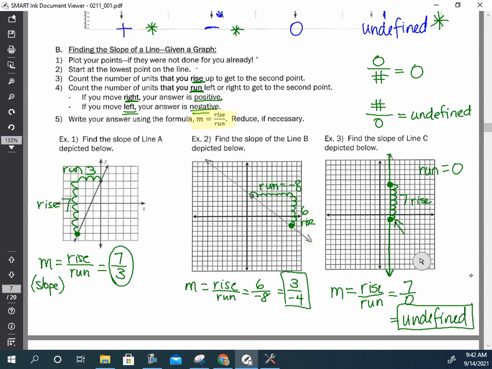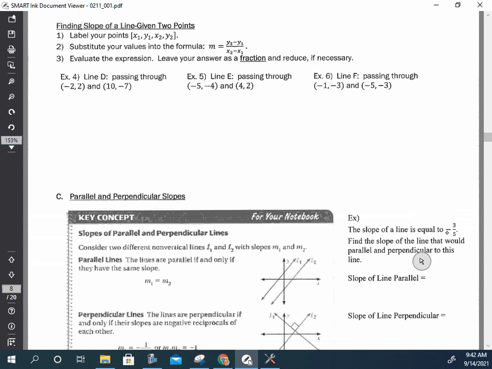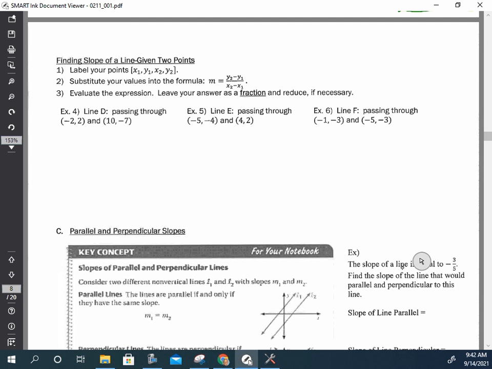All right, so let's switch gears to finding the slope given 2 points. If you're just given 2 points and you're not given a graph, now we use a formula to find the slope. This formula is y2 minus y1 divided by x2 minus x1. Notice the setup of the formula. The y's always go on top.